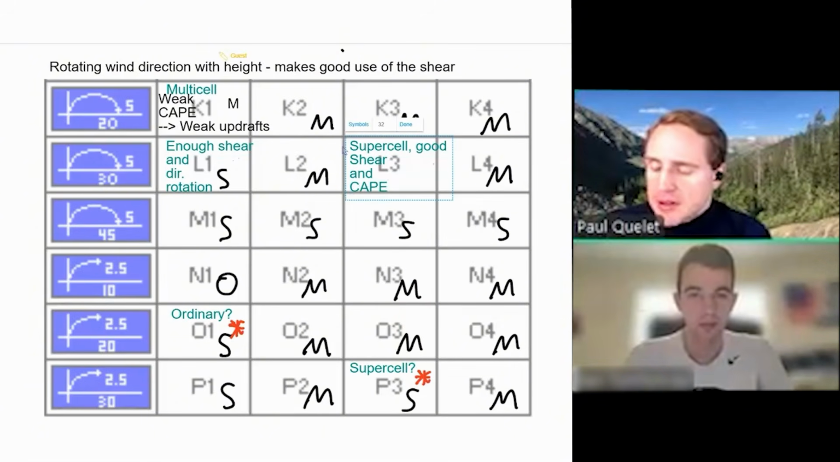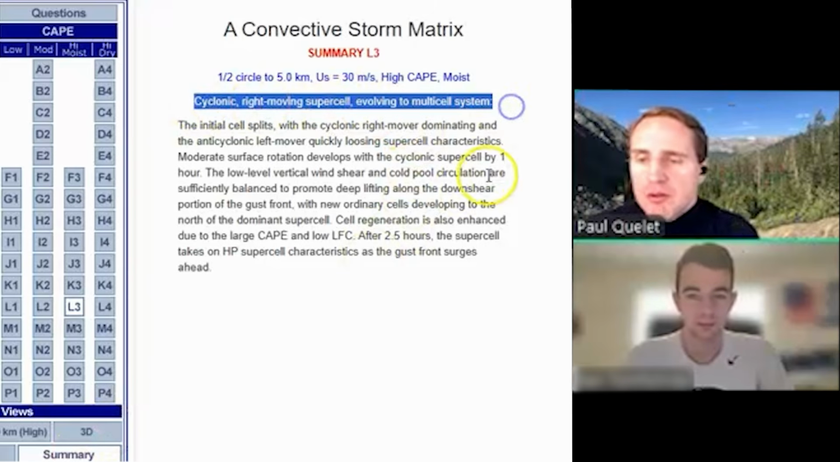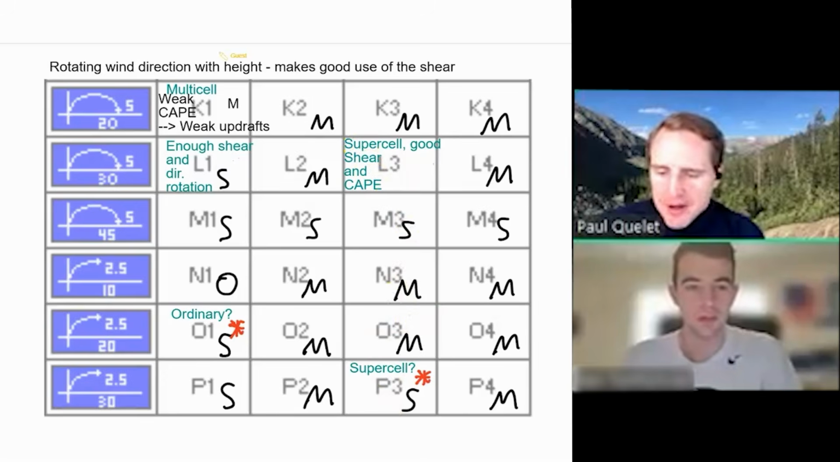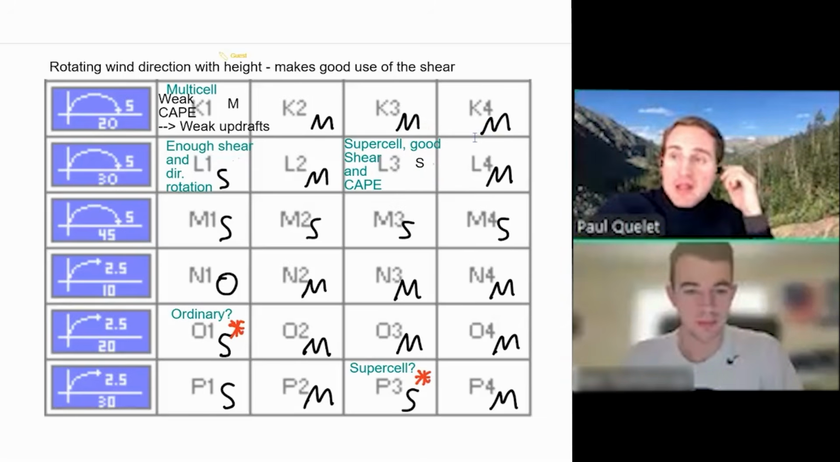And then looking at the summary, it says cyclonic right-moving supercell evolving into a multicellular system. Yeah, I would definitely classify this as a supercell. It's really the supercell that dominates on the southern end, that is the right mover.